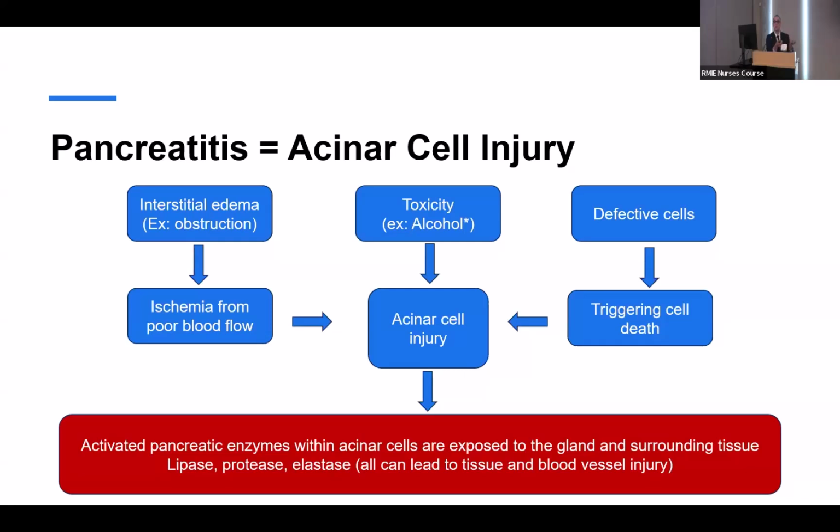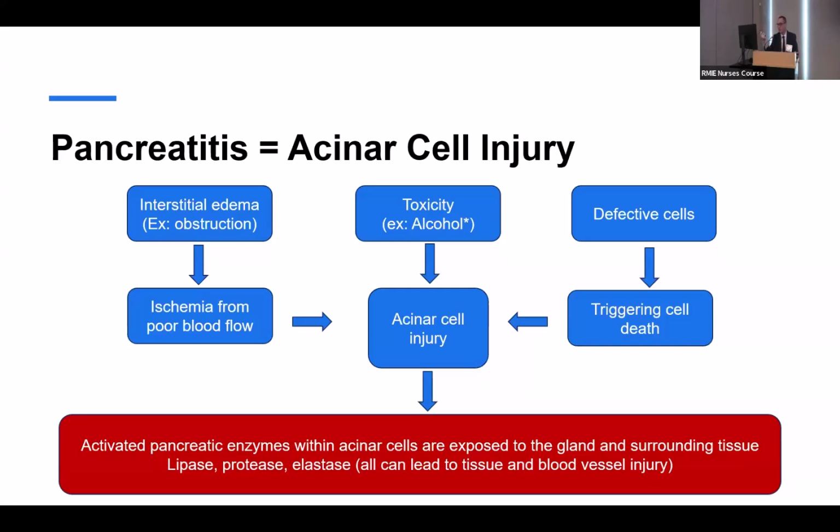Okay, it's very similar to what happens when you get a gallstone in your gallbladder. Okay, a gallstone obstructs your main cystic duct, your gallbladder gets really distended, and then all of a sudden the blood vessels within the walls of the gallbladder get compressed, and that's what leads to cholecystitis. Okay, very similar to pancreatitis in this pathway.